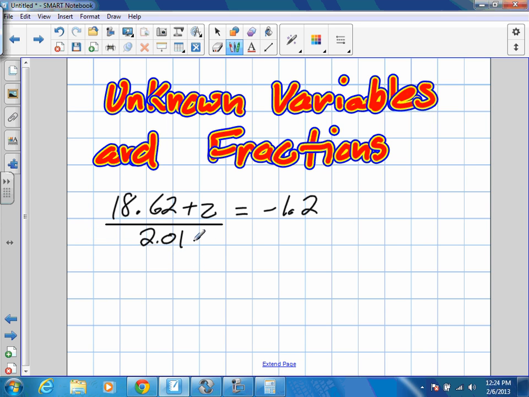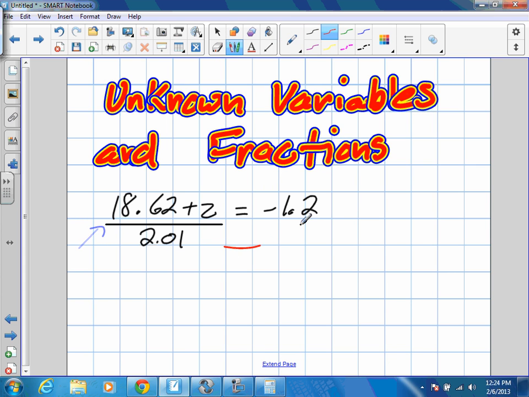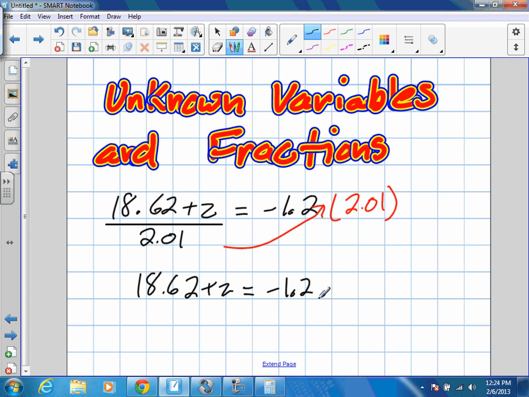We can't deal with that first because that's on the top of the fraction. I want to move the bottom part over so that I no longer deal with fractions. I multiply because this says division. That line there means division, so to move it to the other side, we use the opposite operation. And we're going to be multiplying by 2.01. So we're going to rewrite this out. This will now read 18.62 plus z is equal to negative 1.2 times 2.01.